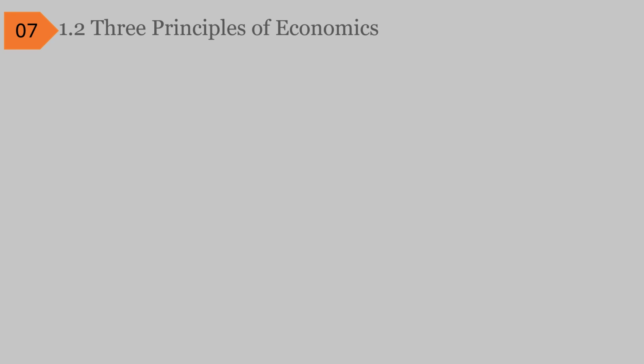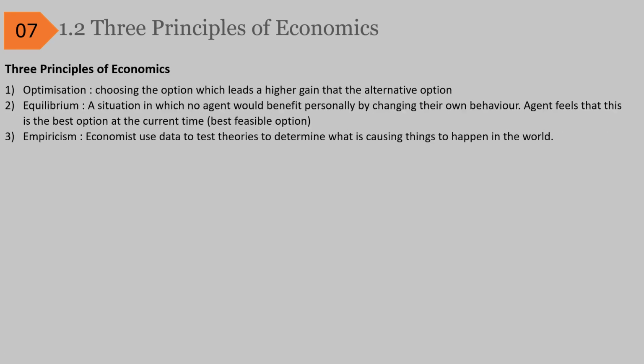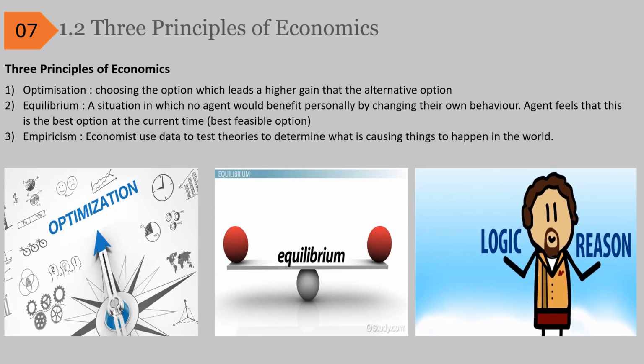Moving on to our three principles of economics. So the three principles of economics are optimization, equilibrium, and empiricism. So optimization is choosing the option which leads to a higher gain than the alternative option. Equilibrium is a situation where no agent would benefit personally by changing their own behavior, and the agent feels that this is the best option at the current time, i.e. the best feasible option or the best he can do in that situation.